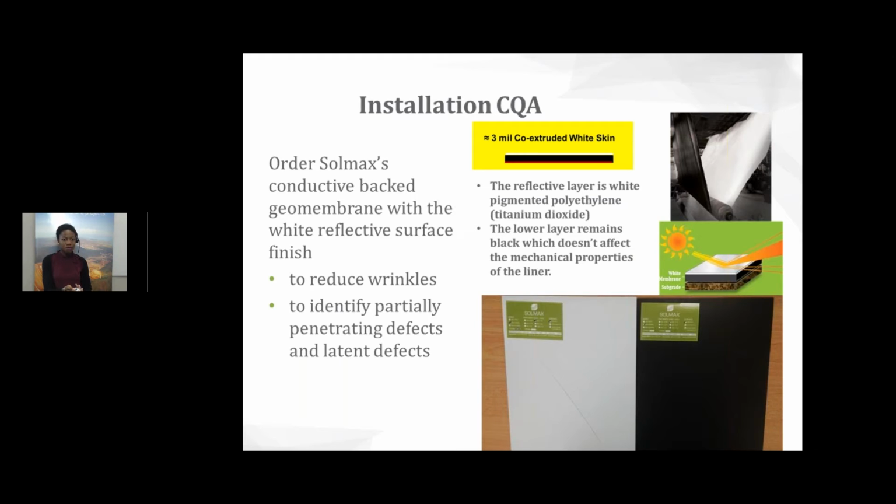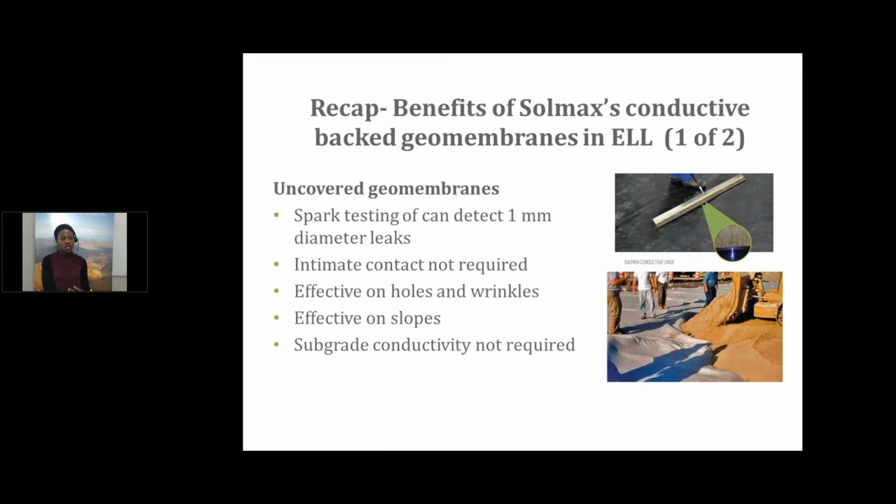So the benefits of Solmax's conductive geomembrane, to recap and tie it all together now, is it can be spark tested to detect pinholes as small as 1 millimeter in diameter. And a good thing is intimate contact is not required, because the spark testing can work on holes and wrinkles, because we're not relying on the conductive subgrade. We're using the conductive layer at the bottom of the geomembrane. It's highly effective on slopes and on vertical surfaces. And again, like I mentioned already, the subgrade conductivity is not required.